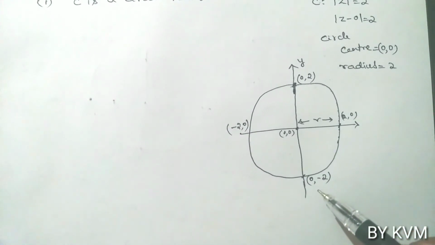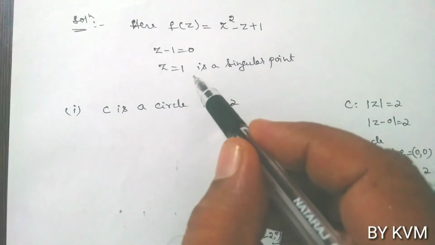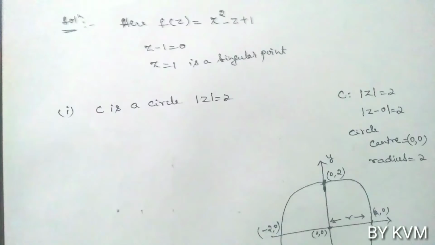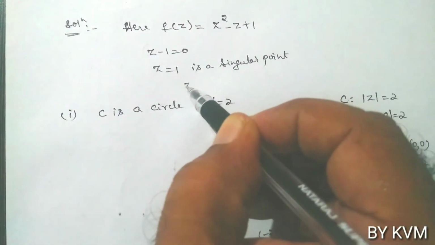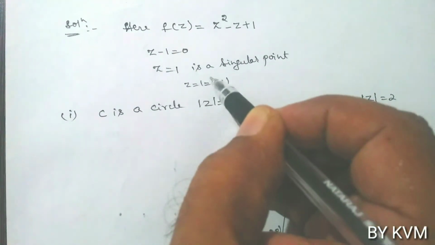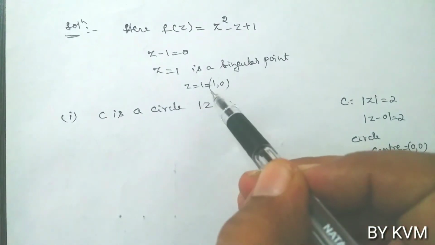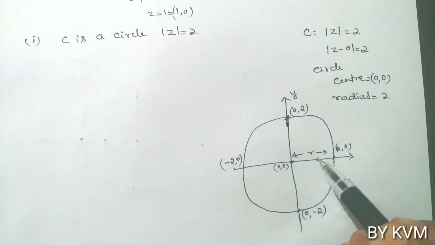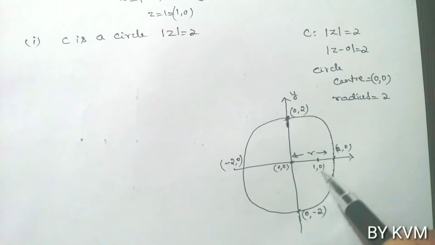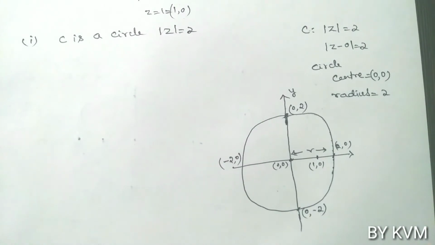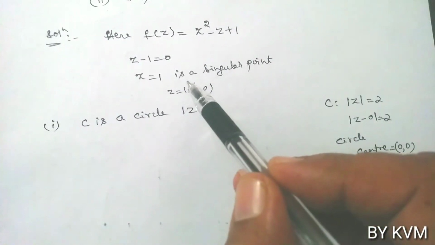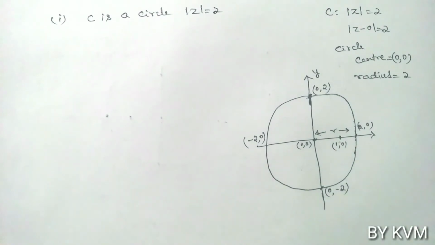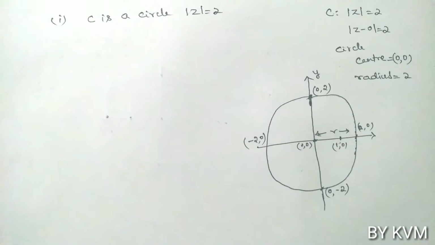After drawing the figure, now we have to check whether the singular point z equals 1 lies inside this circle or outside this circle. z equals 1 is nothing but 1 comma 0. So 1 comma 0 lies somewhere here, on the x-axis. Since the singular point z equals 1 lies inside the circle, we have to use Cauchy's integral formula.